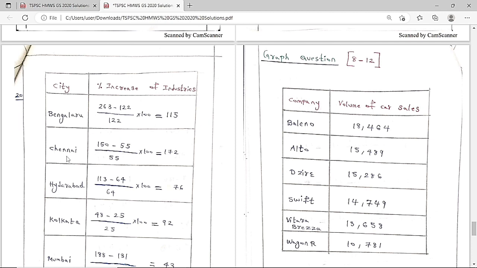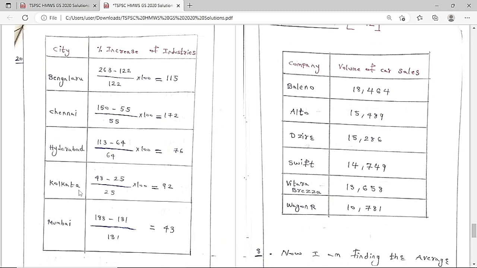In Chennai, the final value is 150, the initial value is 55. So final value minus initial value by initial value into 100. So 150 minus 55 by 55 into 100, we are going to get 172. Similarly, in the case of Hyderabad, the final value is 113, initial value is 64. So 113 minus 64 by 64 into 100. If we solve this, we are going to get 76. Similarly, for Kolkata, the final value is 48 and the initial value is 25. So what is the percentage increase? 48 minus 25 by 25 into 100, we are going to get 92.